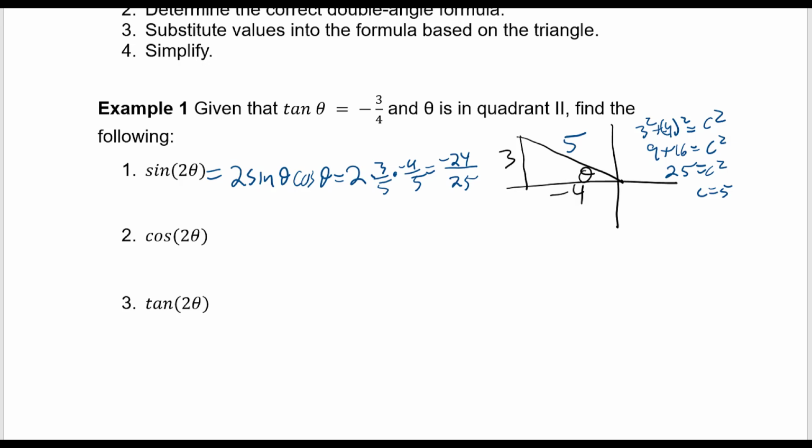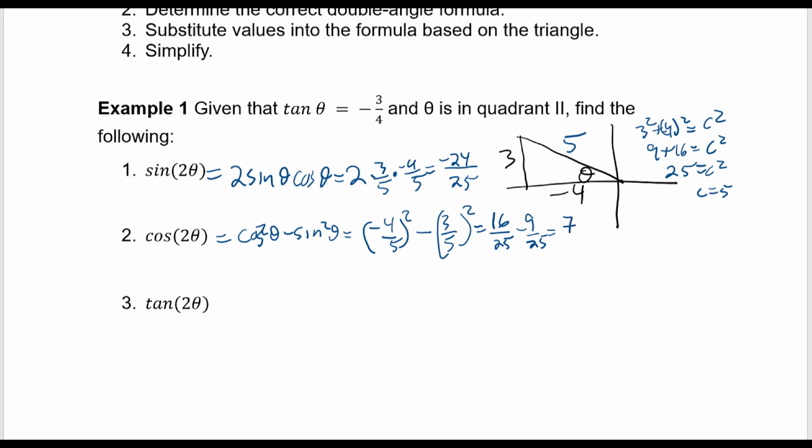Likewise for cosine, we have some options here. Might be the easiest, I mean really you do what you think is easiest for you: cosine squared theta minus sine squared theta. So we found cosine to be negative 4/5, so negative 4/5 squared, minus, and we found sine to be 3/5, 3/5 squared. That's 16 over 25 minus 9 over 25, and that will give us 7 over 25.